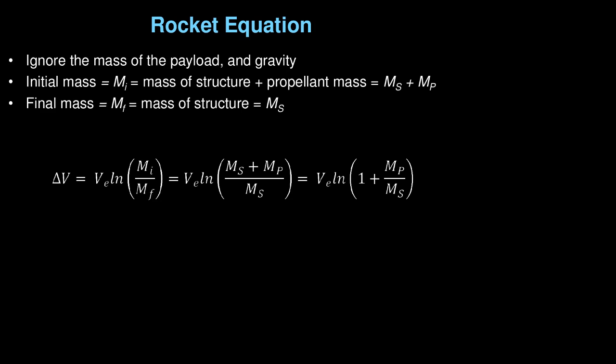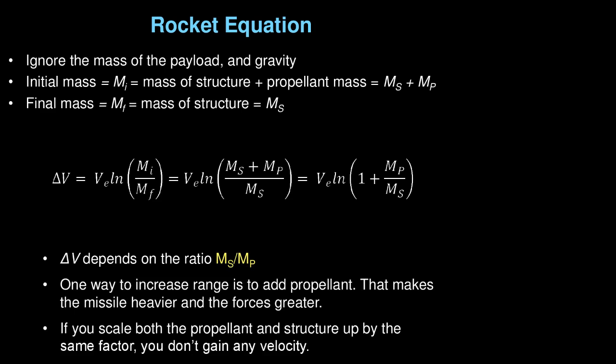And so if you put that in, you'll see that the change in velocity that you can get from this is equal to the exhaust velocity times the log of 1 plus the ratio of the propellant mass to the structural mass. Now, what that means is in this case, the delta V depends only on this ratio of the structural mass to the propellant mass.